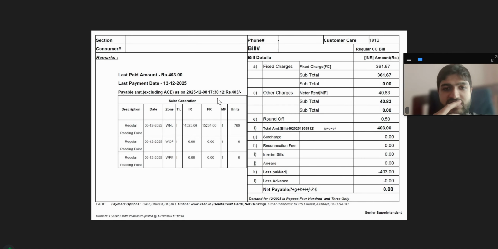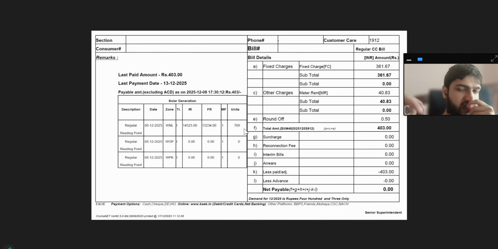Now the solar generation in the last 35 days for which the bill was issued is also calculated by final minus initial reading. That is 15,234 minus 14,525, which is 709 units. These many units were generated by the solar.